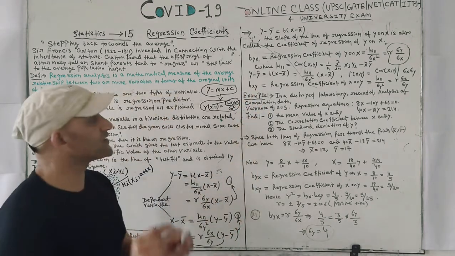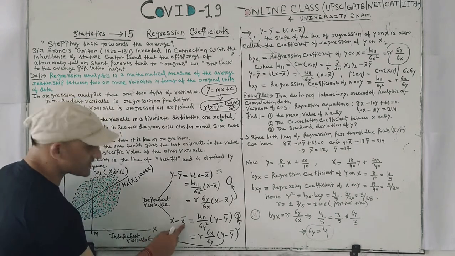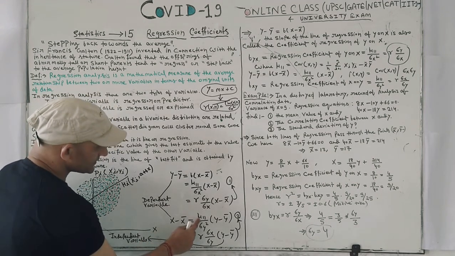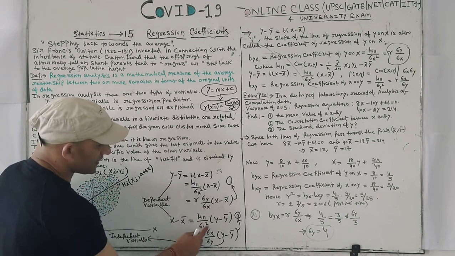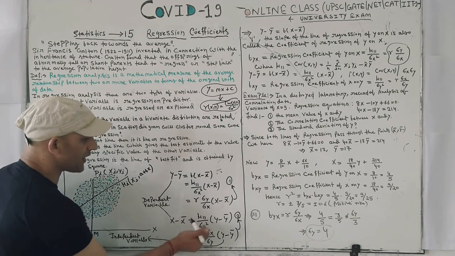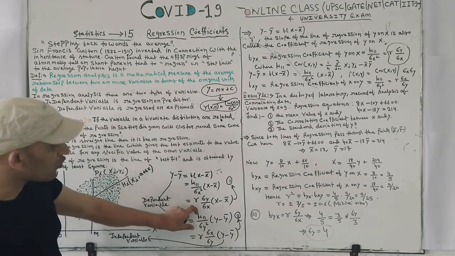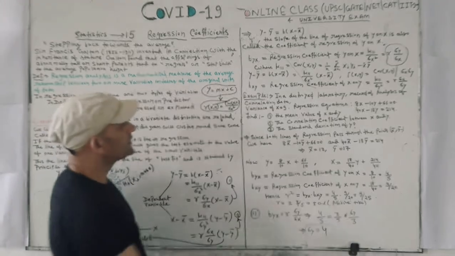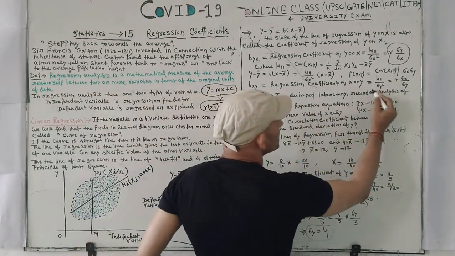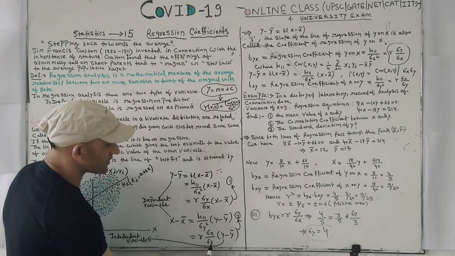bxy, the regression coefficient of x on y. So this is x minus x bar is equal to mu11 upon sigma y whole square, times y minus y bar. In place of b, here we have written mu11 upon sigma y square. So this is the regression coefficient. It is equal to r sigma x upon sigma y.